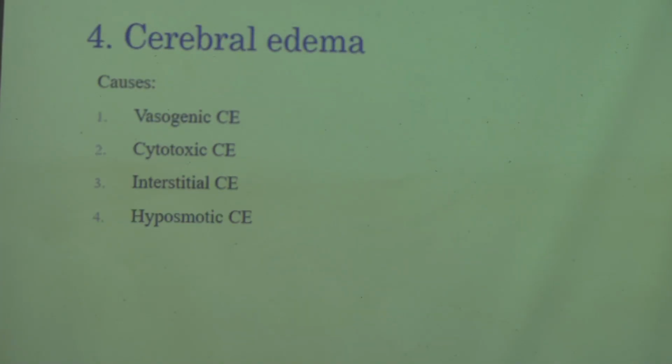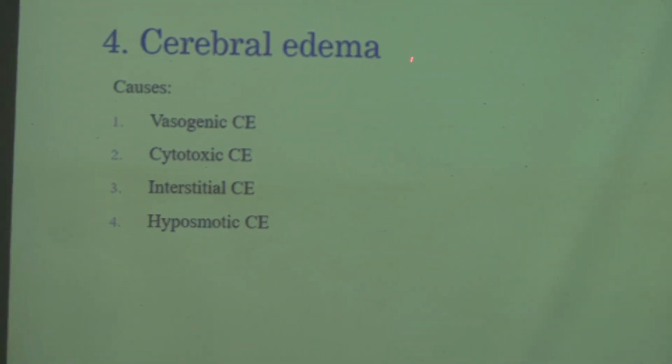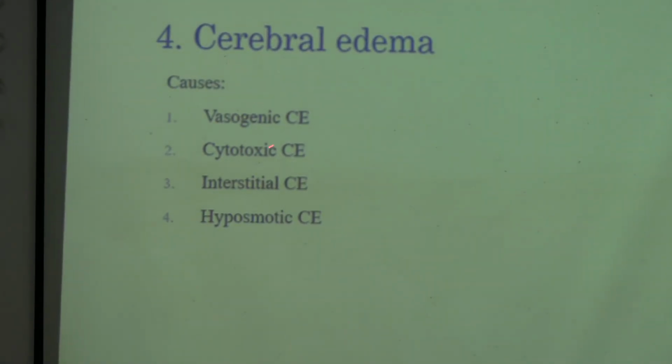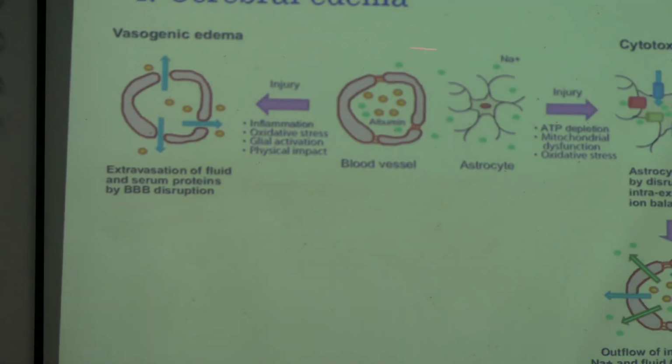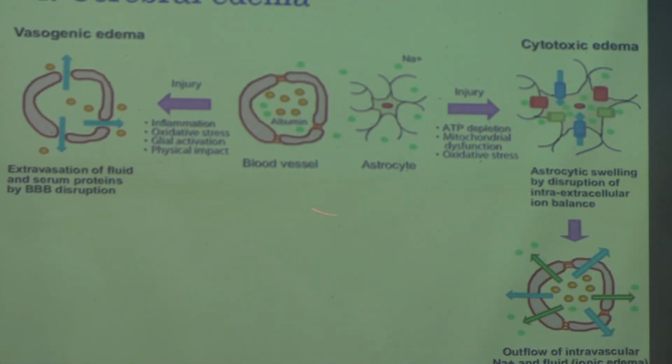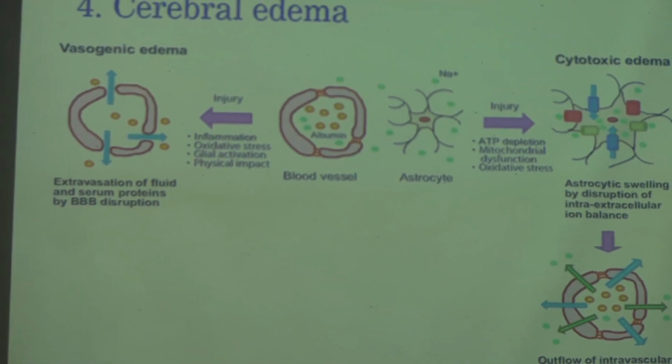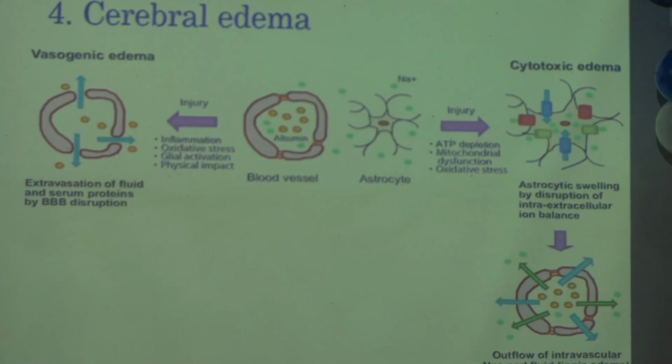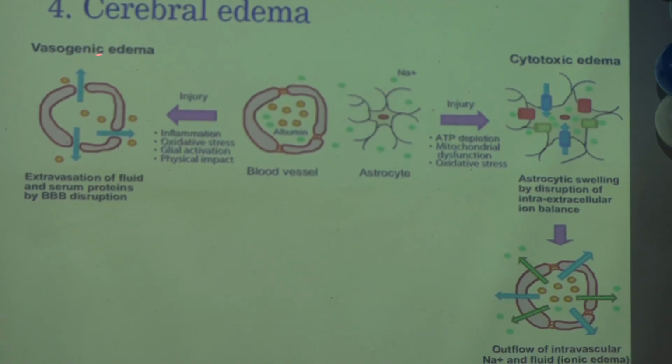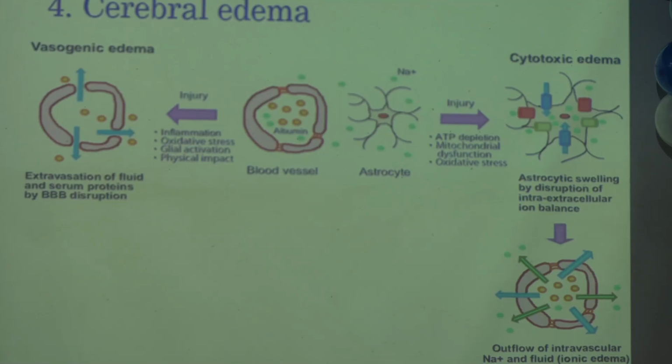Now next is cerebral edema. So we have four categories in that: vasogenic, cytotoxic, interstitial, and hypoosmotic. Out of this, two are important, the vasogenic and the cytotoxic one. As you know, in the brain, two things matter. One is the blood-brain barrier, the vessels and the cells. So vasogenic itself means the vessels are going to be affected. Because of injury, there is going to be gap formation within the vascular wall and movement of the fluid, resulting in edema.